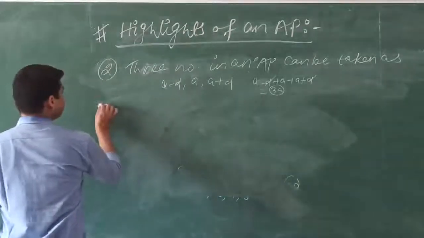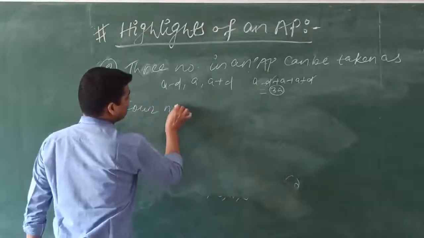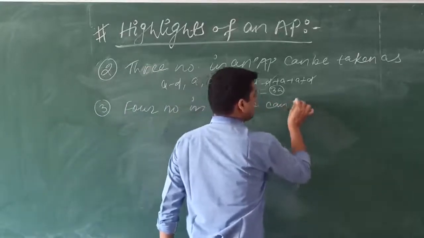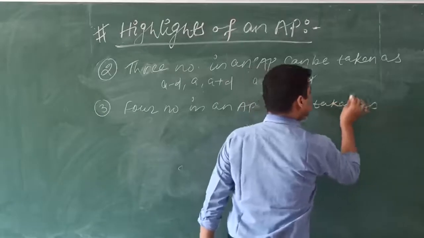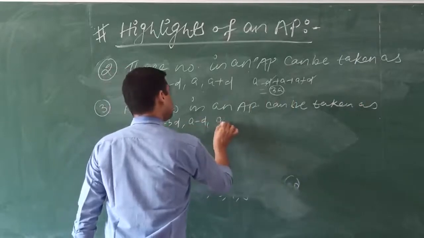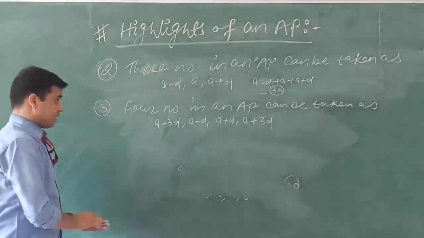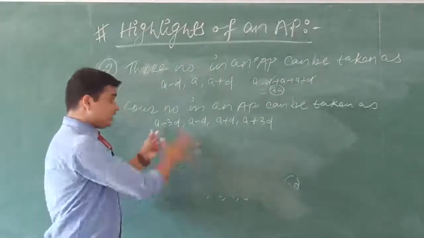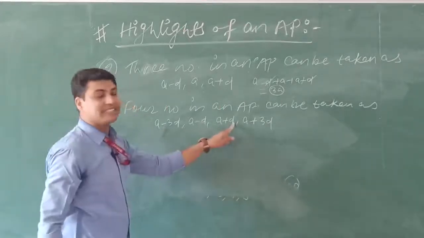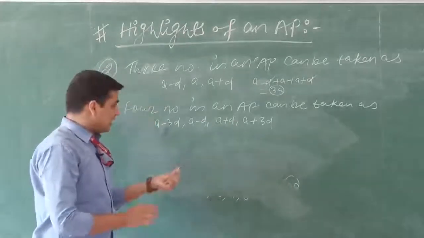In the same way, four numbers in an AP can be taken as A minus 3D, A minus D, A plus D and A plus 3D. Now see, again the same here. Why are we taking this? After adding, again we get a result independent of D. Minus 3D plus 3D is 0, minus D plus D is 0. So if you add these terms, we get a result independent of D. That's why we are taking this.